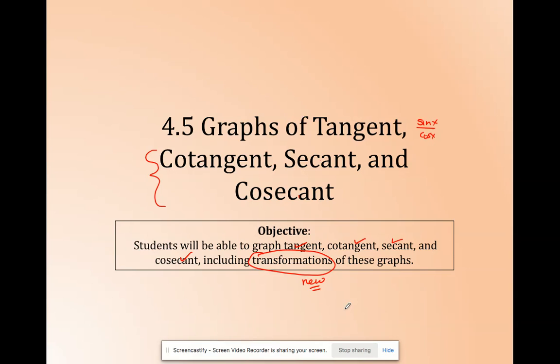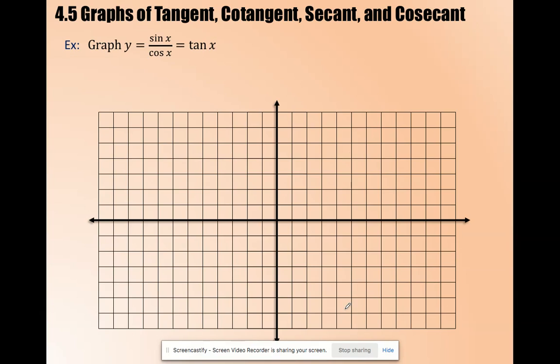So I'm going to very quickly go through the four graphs to remind you, because you've got notes on them from last year and practice. But I do just want to remind you what we want to see in these graphs. Since tangent is a ratio, your vertical asymptotes are going to be wherever your denominator is equal to 0. Your x-intercept is going to be anywhere your numerator is equal to 0. A y-intercept is always plugging in 0 for x. So sine of 0 over cosine of 0 is 0 over 1, which is 0.